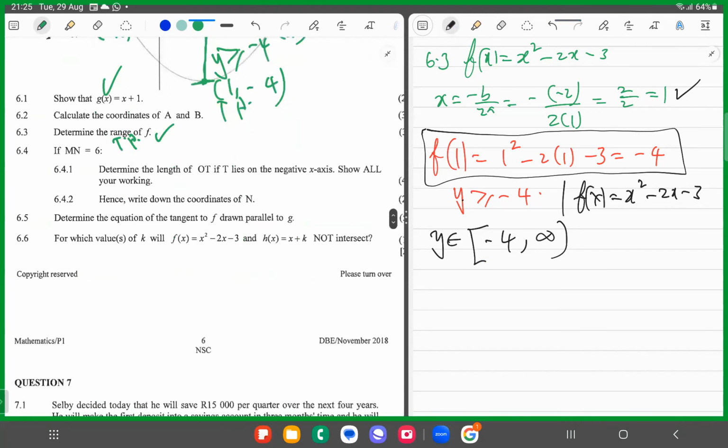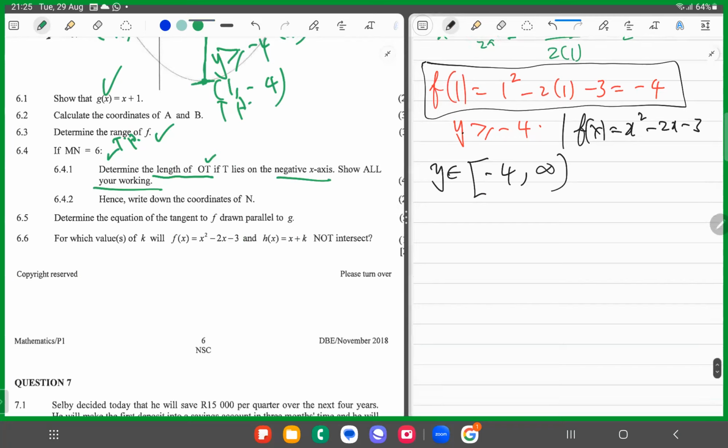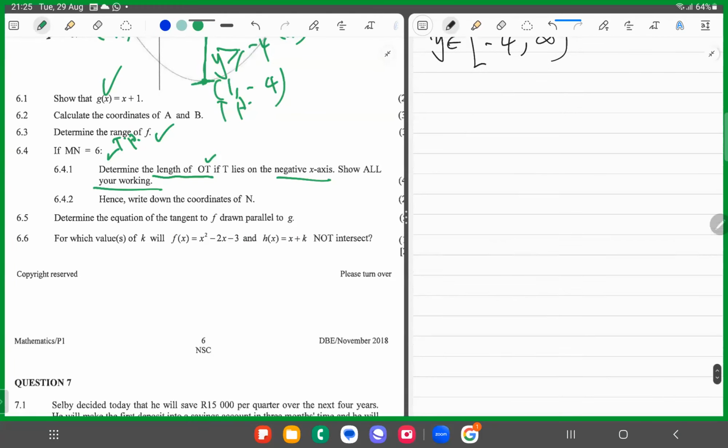Now let's look at 6.4, because you are saying here if mn is 6, determine the length of OT. Okay, the length of OT. If t lies on the negative x-axis, show all your working. 6.4.1.